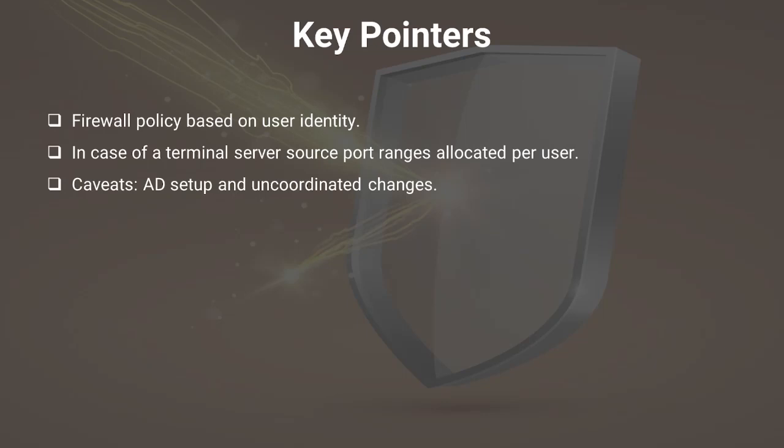In the case of a terminal server, we have a special kind of user agent software that assigns source port ranges allocated per user. So when the firewall sees a TCP or UDP packet sourced from a port which belongs to a particular port range, it knows that it belongs to the particular user. So it can apply the firewall policy accordingly.